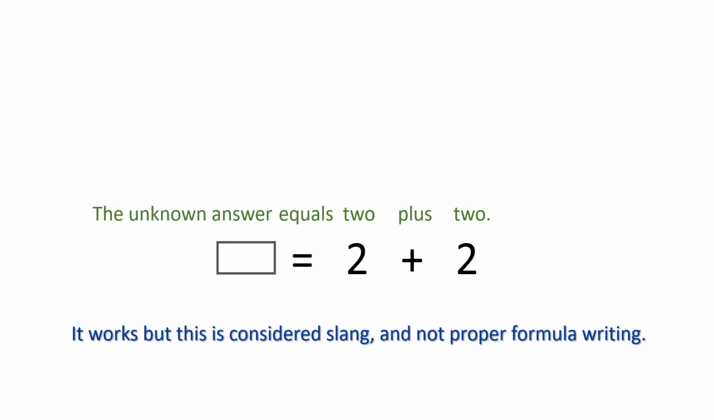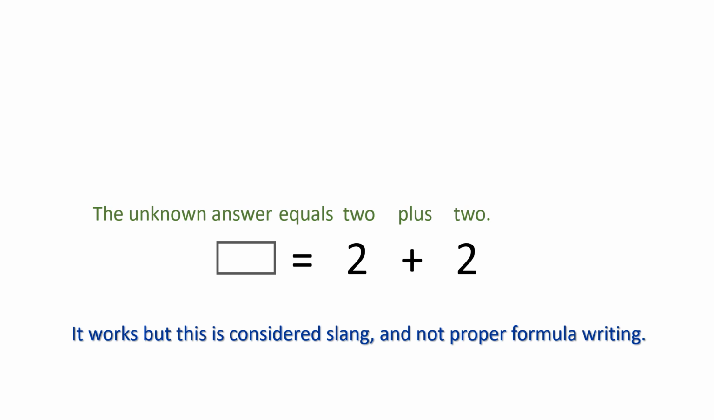Now, I'm not saying that it's the wrong way to write a formula, but I'm just saying that in Excel, there's a proper way to write, and then there's a formal way and an informal way to write. So this is the informal way to write formulas. So I'm going to call this slang when we write like this. Excel does understand it, but this is not where we're going to stop. We're going to continue on until you learn the proper formal way to write a formula.